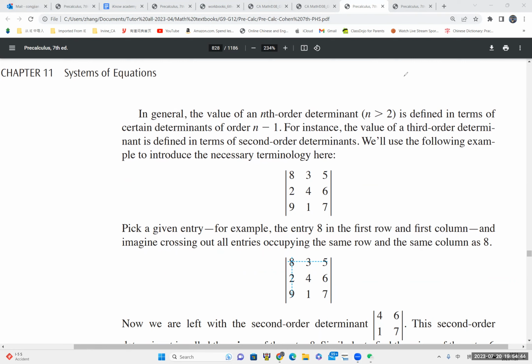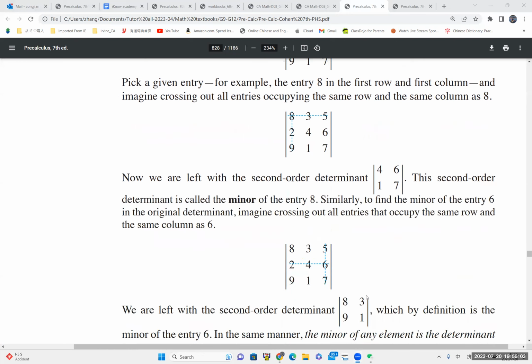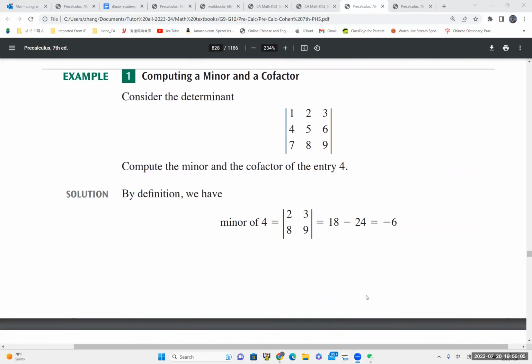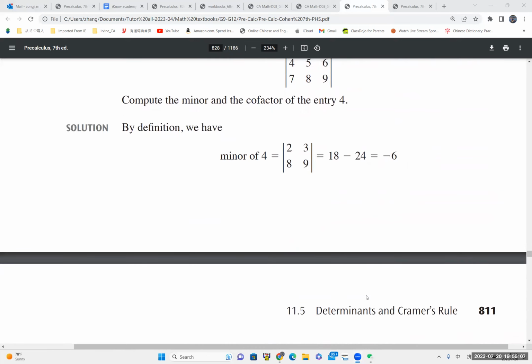It means you cancel this row and this column. Then there is just a minor matrix left, right? Then find its determinant. Anyway, I suppose there is some formula to find the determinant for a 3 by 3 matrix.